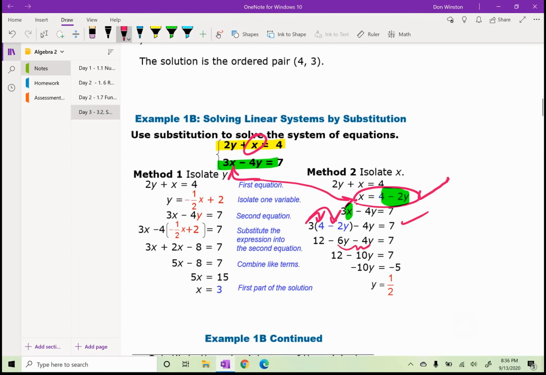Then we subtract 12 from both sides. We get negative 10y is equal to negative 5. And dividing by negative 10, we get y is equal to 1/2. Y is equal to 1/2.